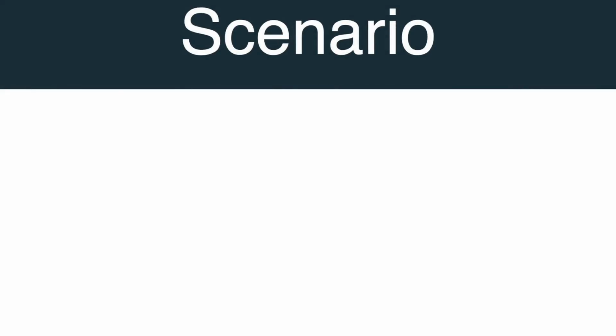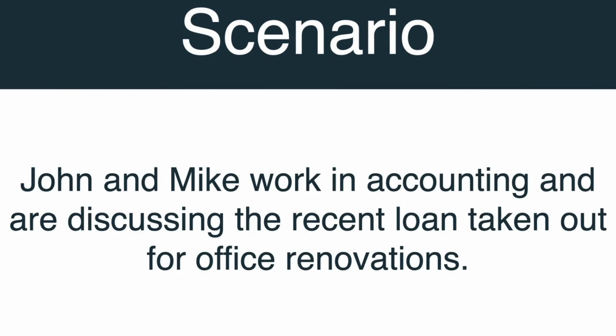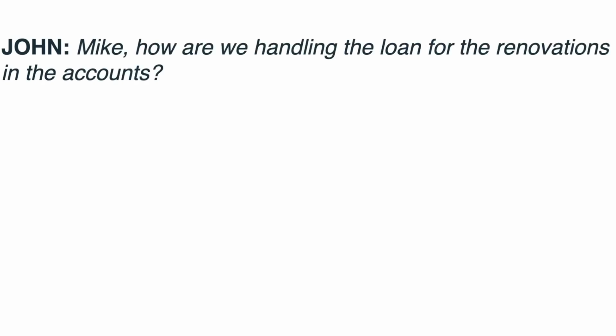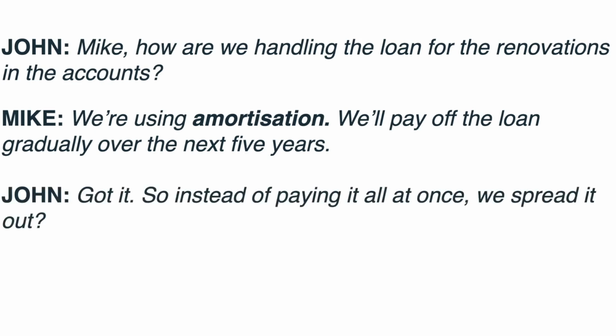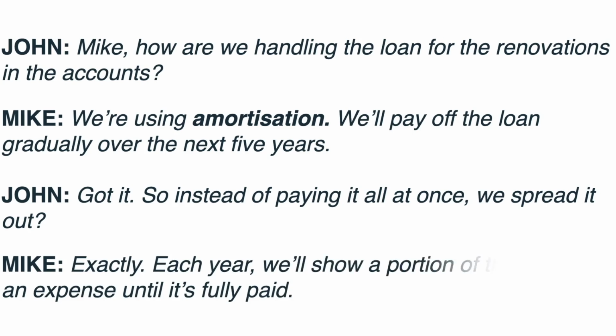And here's an example scenario. John and Mike work in accounting and are discussing the recent loan taken out for office renovations. Mike, how are we handling the loan for the renovations in the accounts? We are using amortisation. We'll pay off the loan gradually over the next 5 years. Got it. So instead of paying it all at once, we spread it out? Exactly. Each year, we'll show a portion of the loan as an expense until it's fully paid.